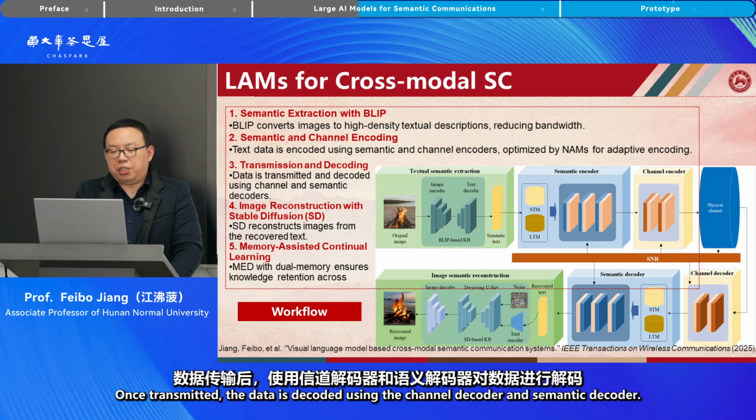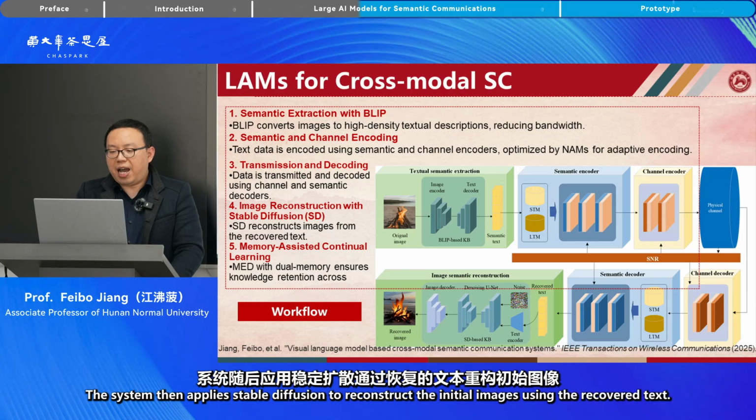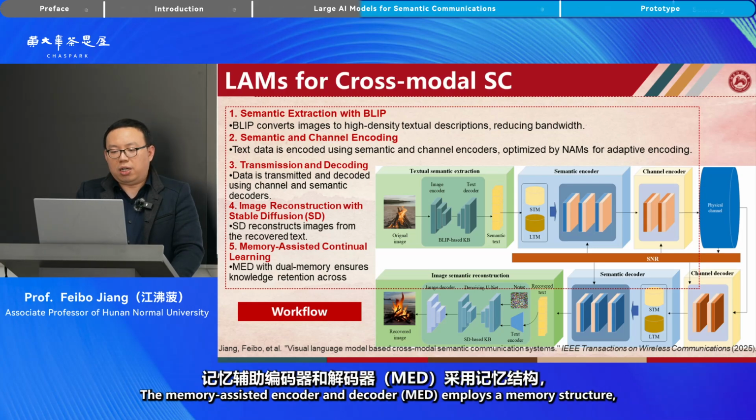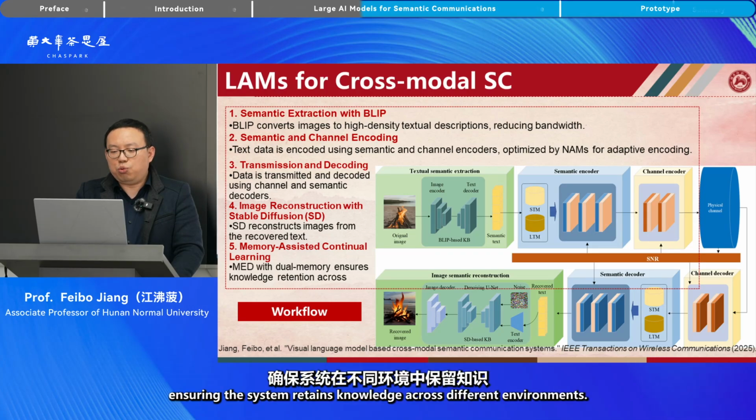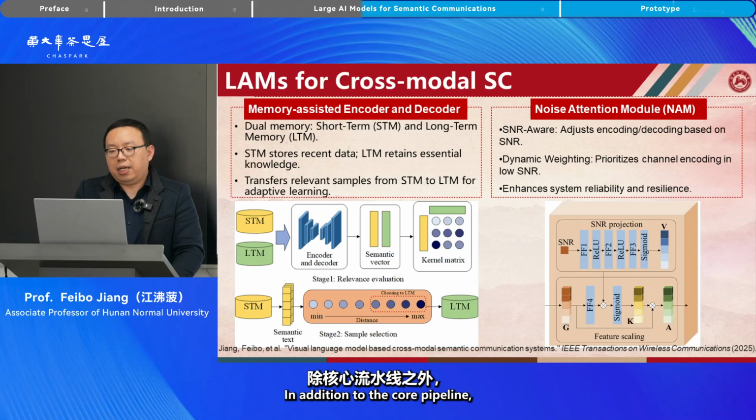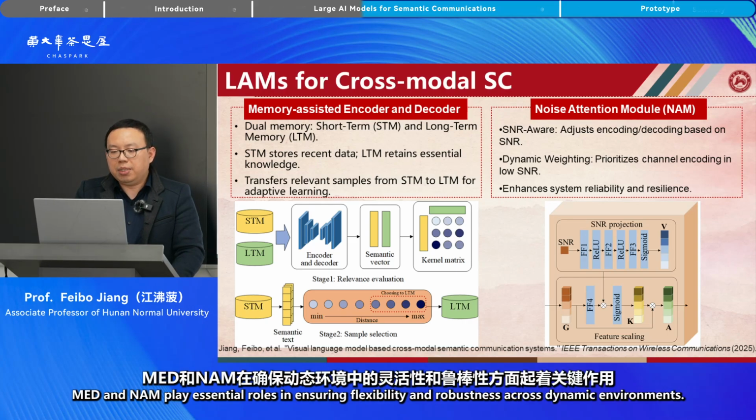Once transmitted, the data is decoded using the channel decoder and semantic decoder. The system then applies stable diffusion to reconstruct the initial images using the recovered text. The memory-assisted encoder and decoder employs a memory structure, ensuring the system remains knowledge across different environments. In addition to the core pipeline, MED and NAM play essential roles in ensuring flexibility and robustness across dynamic environments.